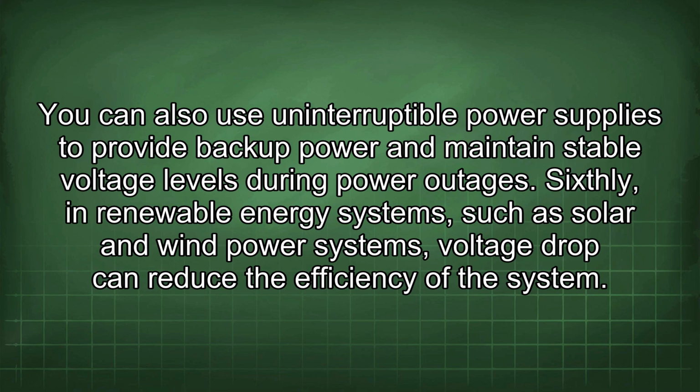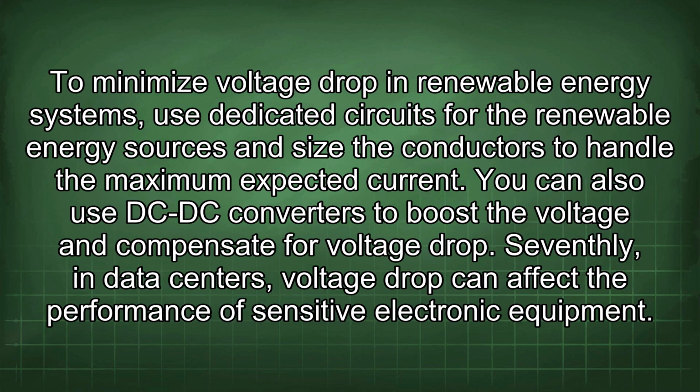Sixthly, in renewable energy systems, such as solar and wind power systems, voltage drop can reduce the efficiency of the system. To minimize voltage drop in renewable energy systems, use dedicated circuits for the renewable energy sources and size the conductors to handle the maximum expected current. You can also use DC-DC converters to boost the voltage and compensate for voltage drop.